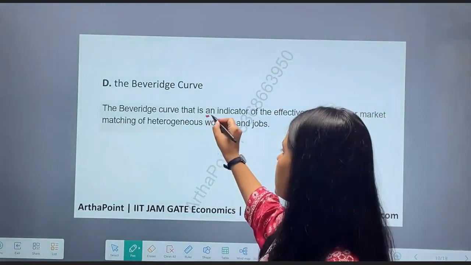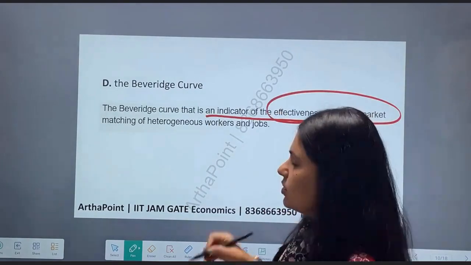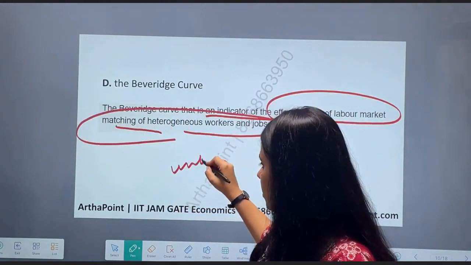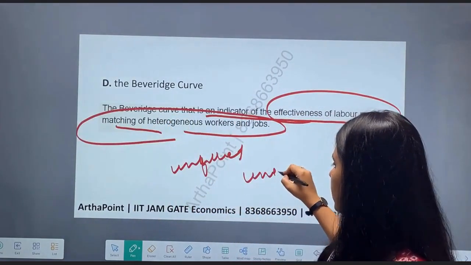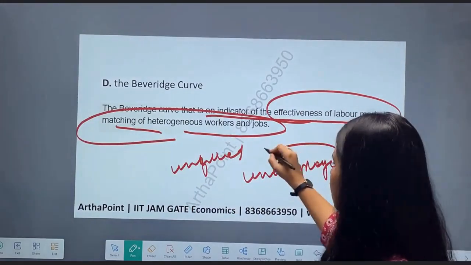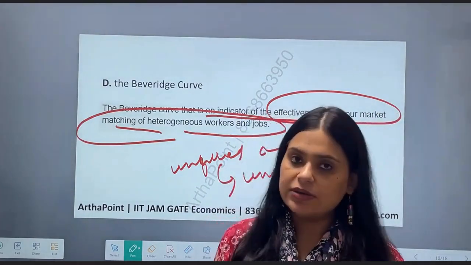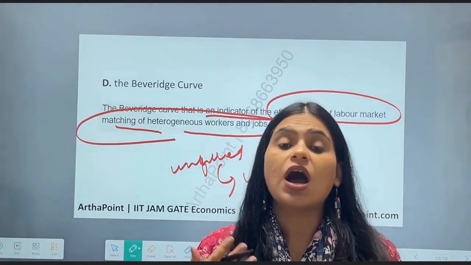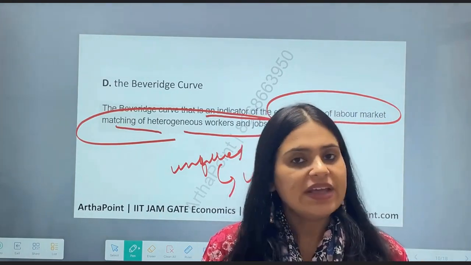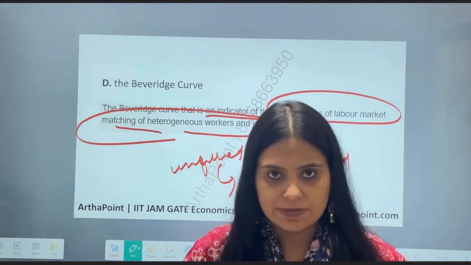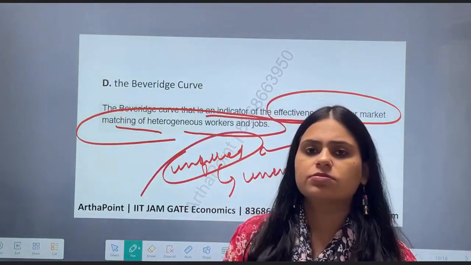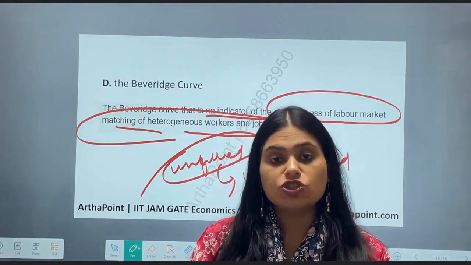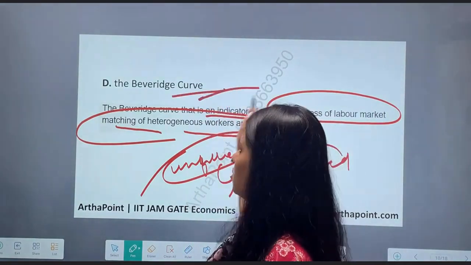The Beveridge curve is an indicator of the effectiveness of the labor market, matching heterogeneous workers to jobs. तो कितनी unfilled jobs हैं और कितने unemployed लोग हैं, इनके बीच के एक रिलेशन को हम डिपिक्ट करते हैं और ये हमें बताता है कि लेबर मार्केट कितनी एफिशिएंट है. It tells us how efficient the labor market is. बेटा, if labor market is super efficient तो unfilled jobs कम होंगी, ज्यादातर jobs फिल हो जाएंगी. So we can know about the efficiency of the labor market through this curve.